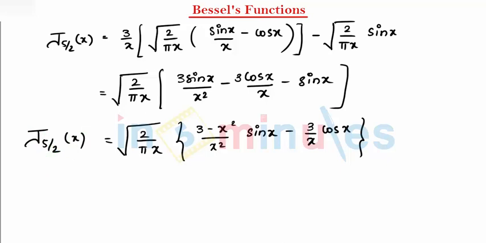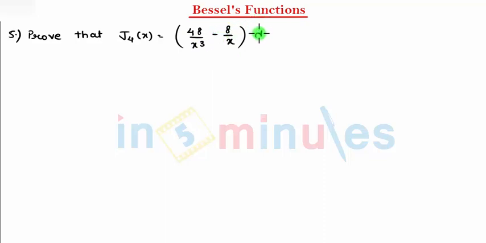Let's start with the next sum. Fifth, prove that J4 of x is equal to 48 divided by x cube minus 8 by x multiplied by J1 of x plus 1 minus 24 by x square multiplied by J0 of x.